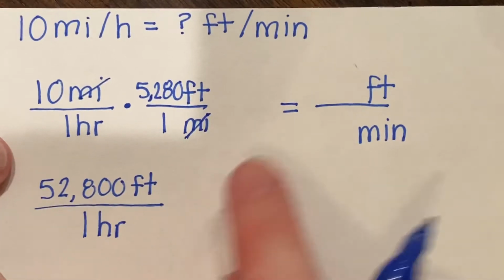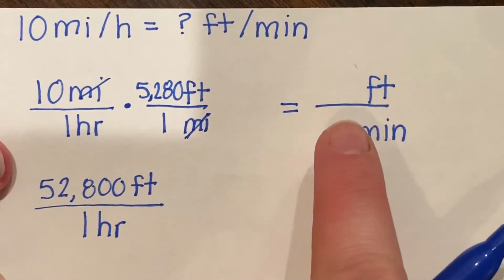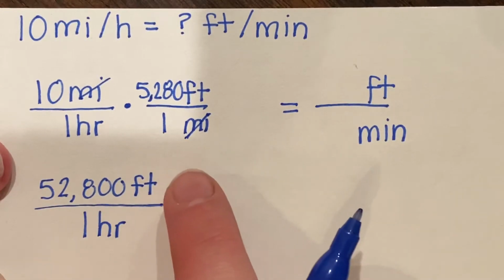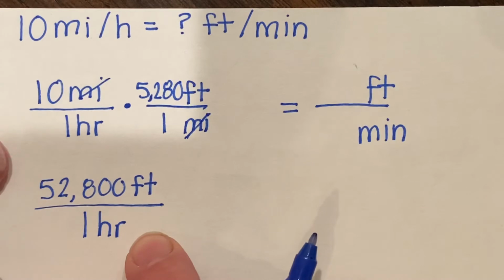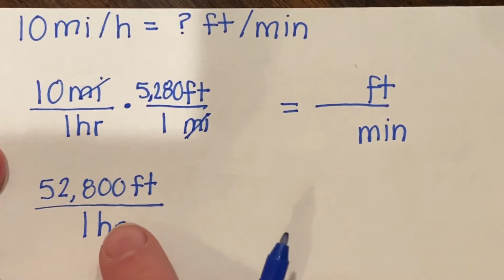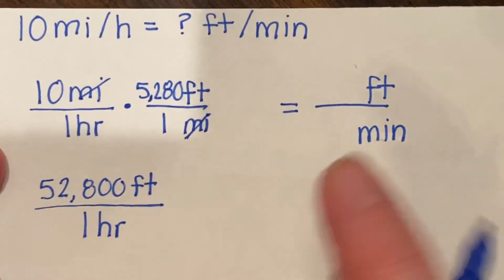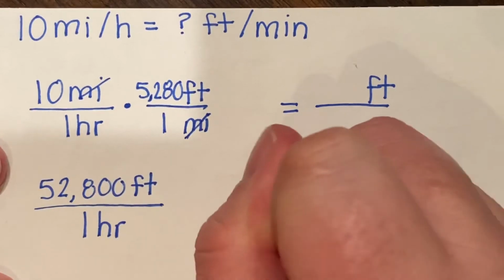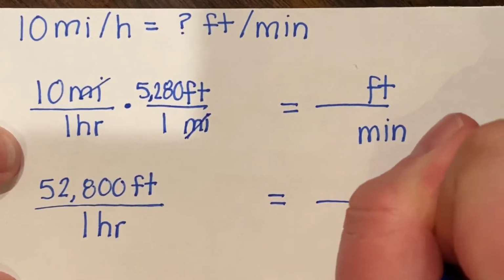Okay, but I'm still not where I need to be. I need to end up with feet over minutes, and right now I have feet over hours. So I have to do another step so that I can convert my hours into minutes to get my final answer. So let me go ahead and set it up here again.